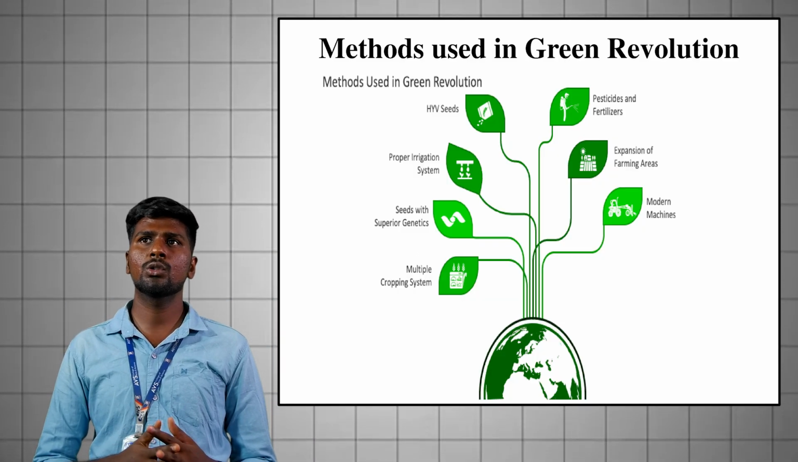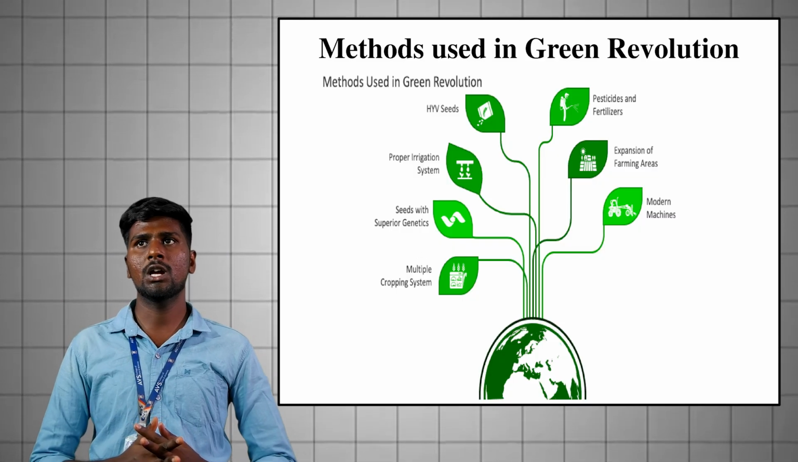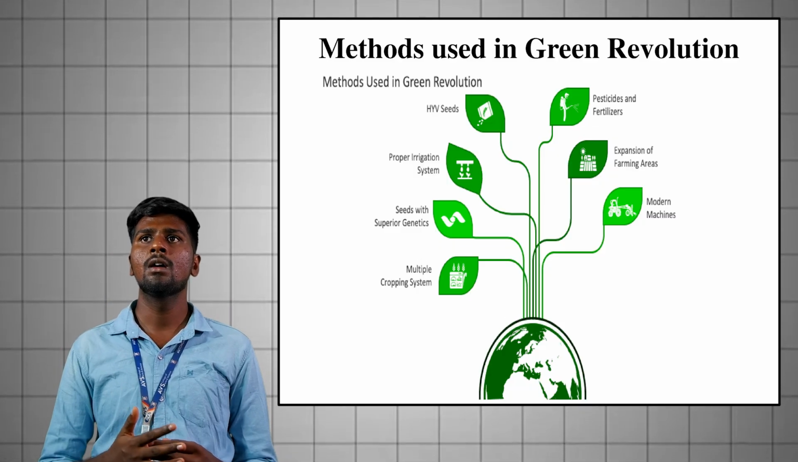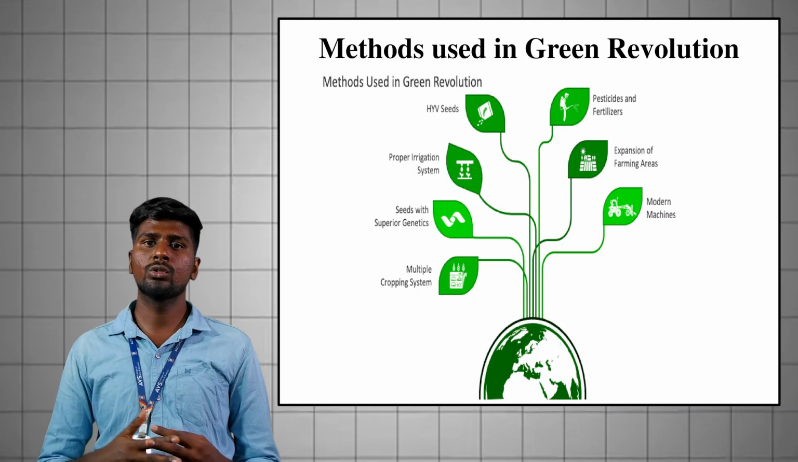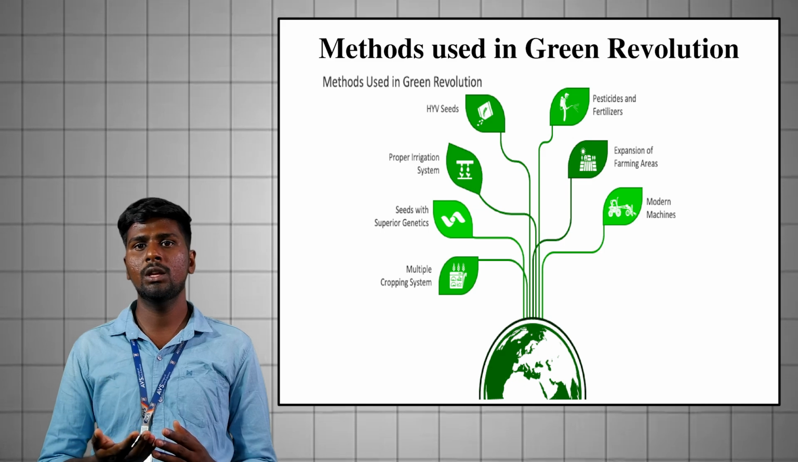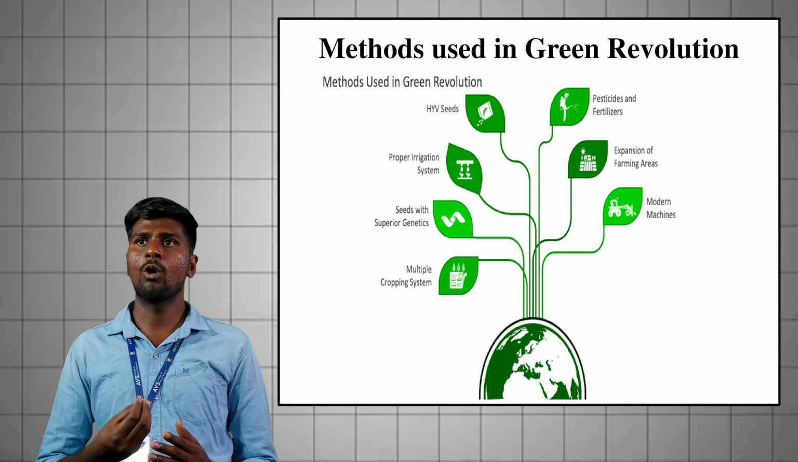The pesticides are also applied to the plant material for pest control. Then the fertilizer is used for plant growth promotion activity. Then expansion of farming areas to promote grain production, and other farming methods implemented for the expansion of the farming areas.